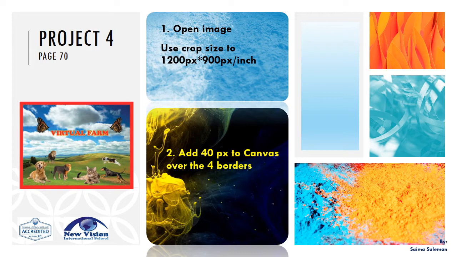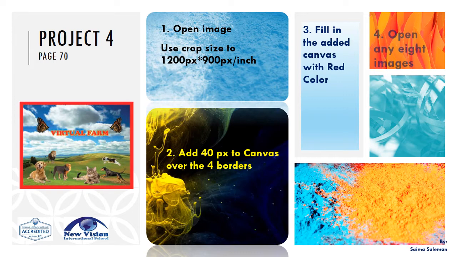Now what you have to do, you will use the picture and add 40 pixels to canvas over the 4 borders. All over the borders you have to add the 40 pixels to the canvas. Number 3, fill in the added canvas with the red color. Now add the color as red, or whatever color you want to choose, you can add any other color.